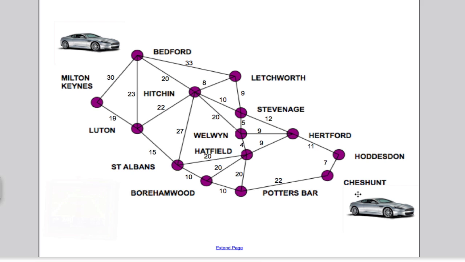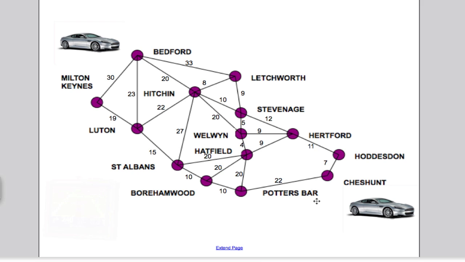Now, the numbers between each of these towns or villages are, say, for example, the distances between them, or they could be the times it takes to get between them, or it could be the cost of petrol or something to that effect. The question I'm going to learn about in this course is how would I get from Bedford to Cheshunt in the shortest possible distance? And we're going to learn various algorithms to help us solve that.